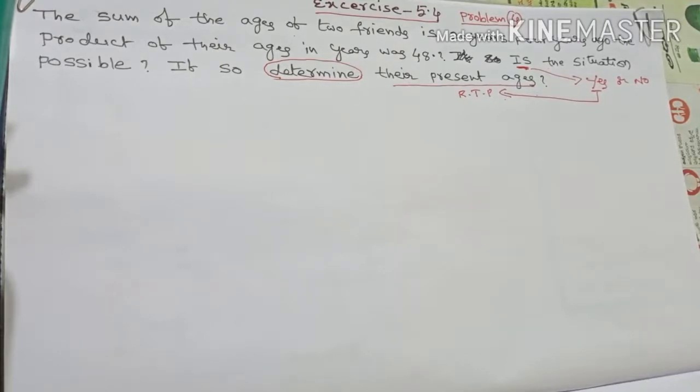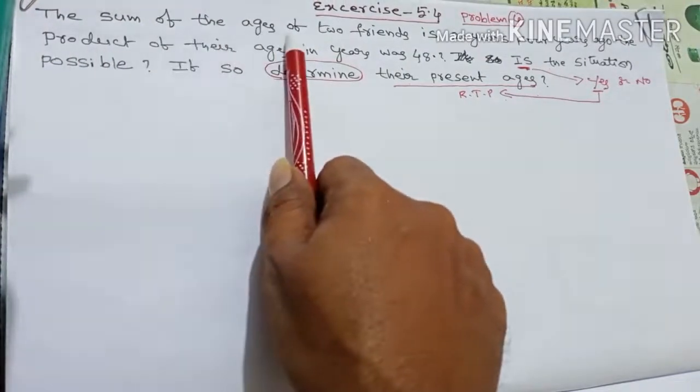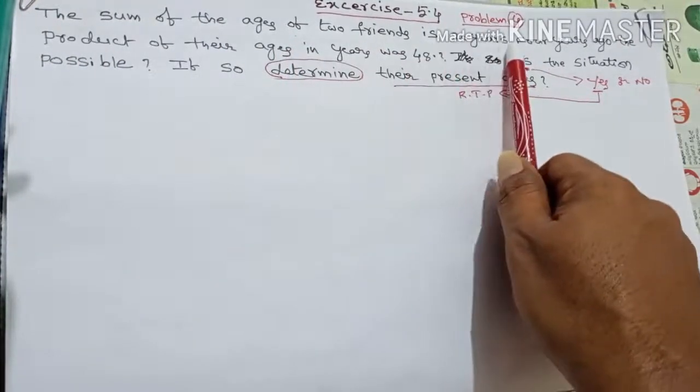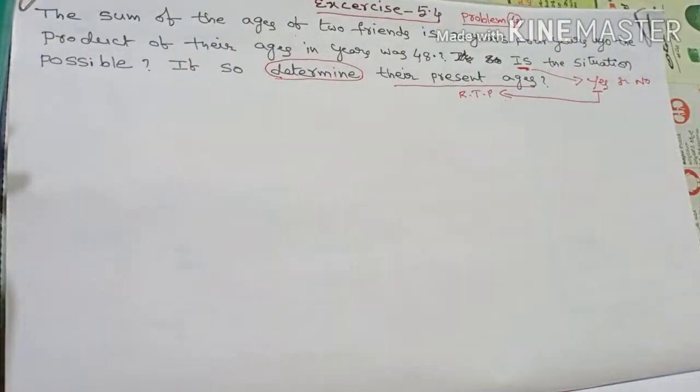Then come to what the given conditions are. If you go through the problem, what are the given conditions? The first line here: the sum of the ages of two friends is 20 years. The first sentence gives the first clue. That means here we have two friends. The sum of their present ages is 20 years. So we don't know their ages. Therefore, we assume their ages as variables, isn't it?